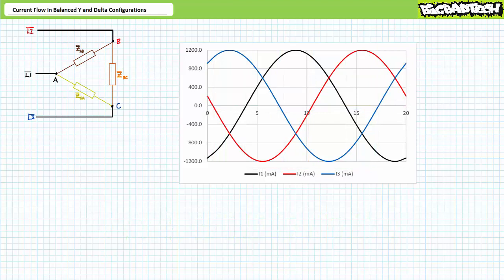All other valid reasons aside, it's perhaps because of three-phase AC's innate ability to create a rotating magnetic field that three-phase AC is the primary power of choice for industrial systems and large generation facilities. Alright, hopefully this tedious walkthrough has clarified what exactly occurs inside balanced Y and delta configurations.